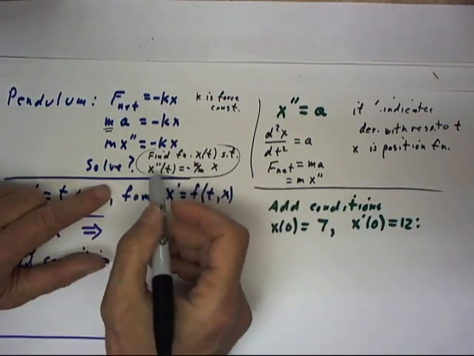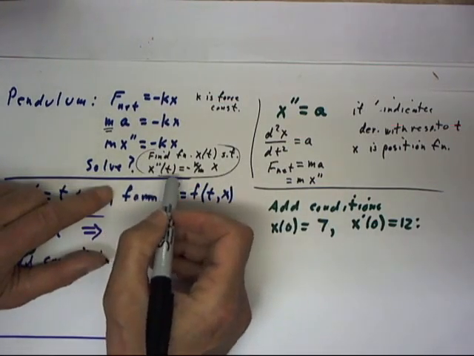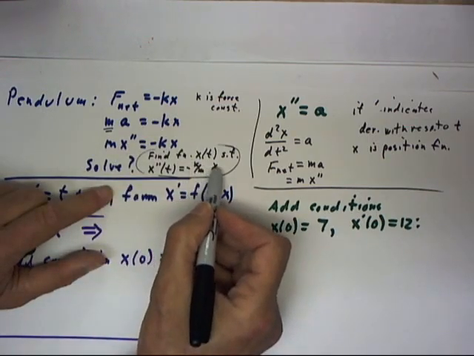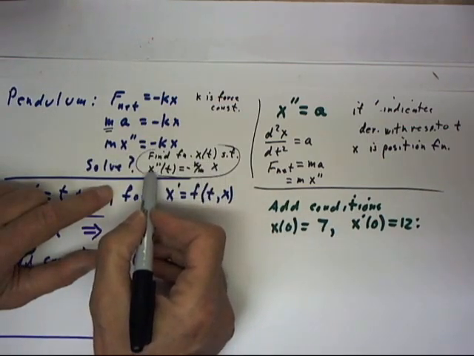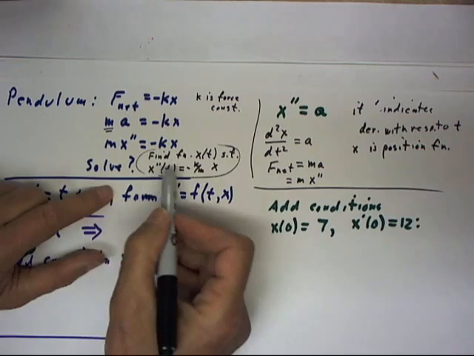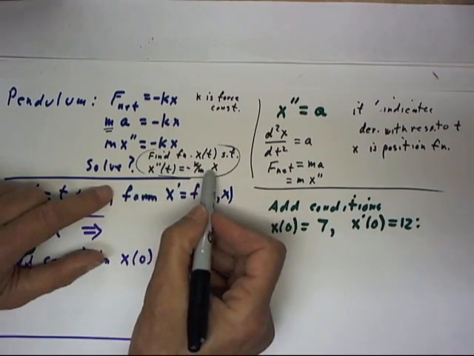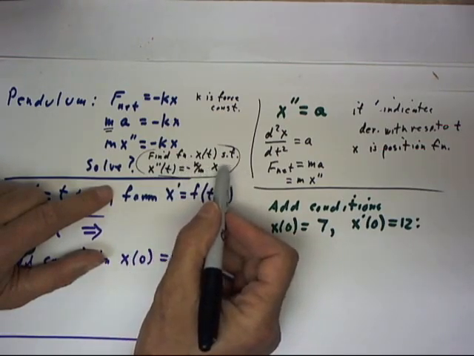As we've seen from the introduction, x double prime equals negative k over m x is a second order differential equation, an equation involving second derivatives of a function as well as lower derivatives of the function and perhaps the clock time as well.